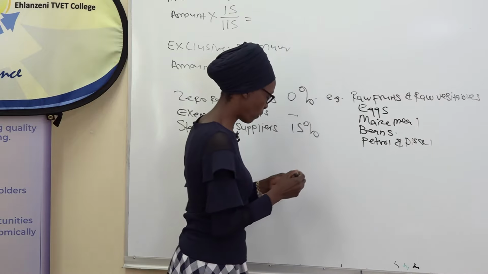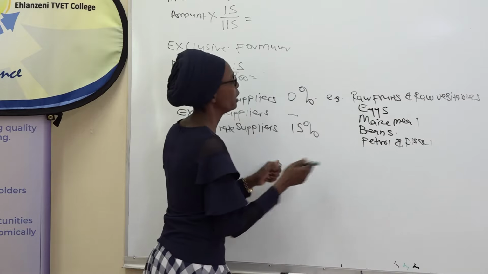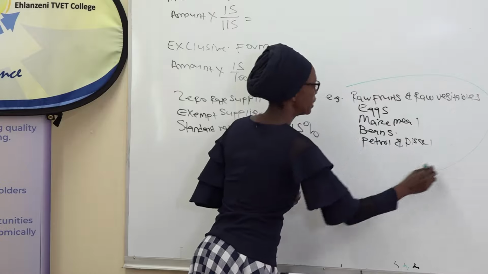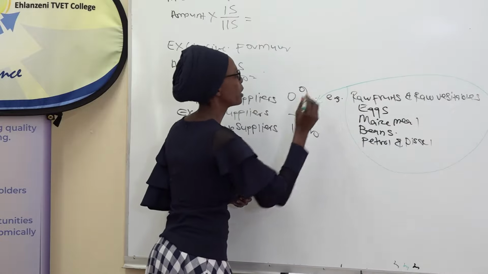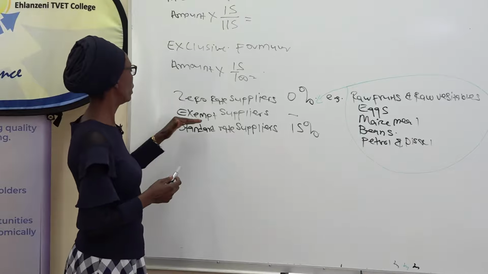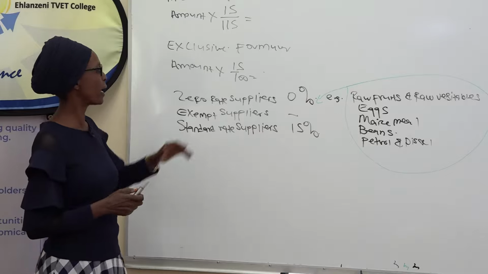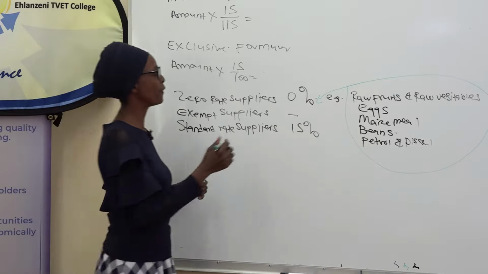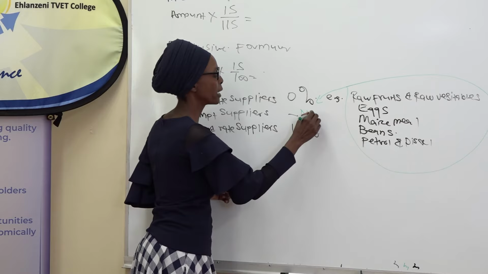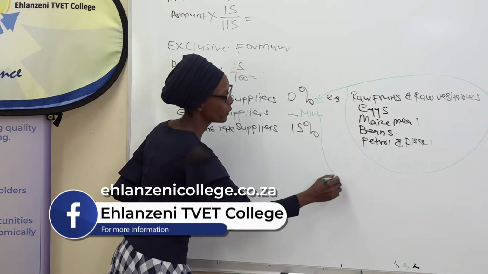Then there is no VAT. The VAT on this particular product is 0%. These are the zero rate suppliers. Let's go to the exempt suppliers. Remember, on the exempt suppliers, the VAT is nil. There is no percentage.